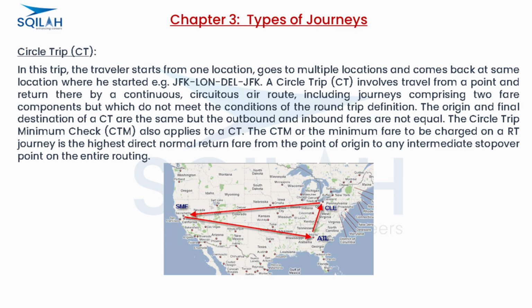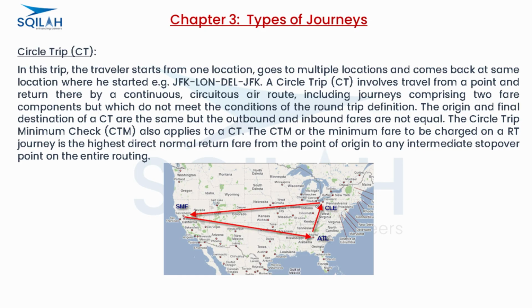A circle trip, CT, involves travel from a point and return there by a continuous, circuitous air route, including journeys comprising two fare components but which do not meet the conditions of the round-trip definition. The origin and final destination of a CT are the same but the outbound and inbound fares are not equal. The circle trip minimum check, CTM, also applies to a CT.